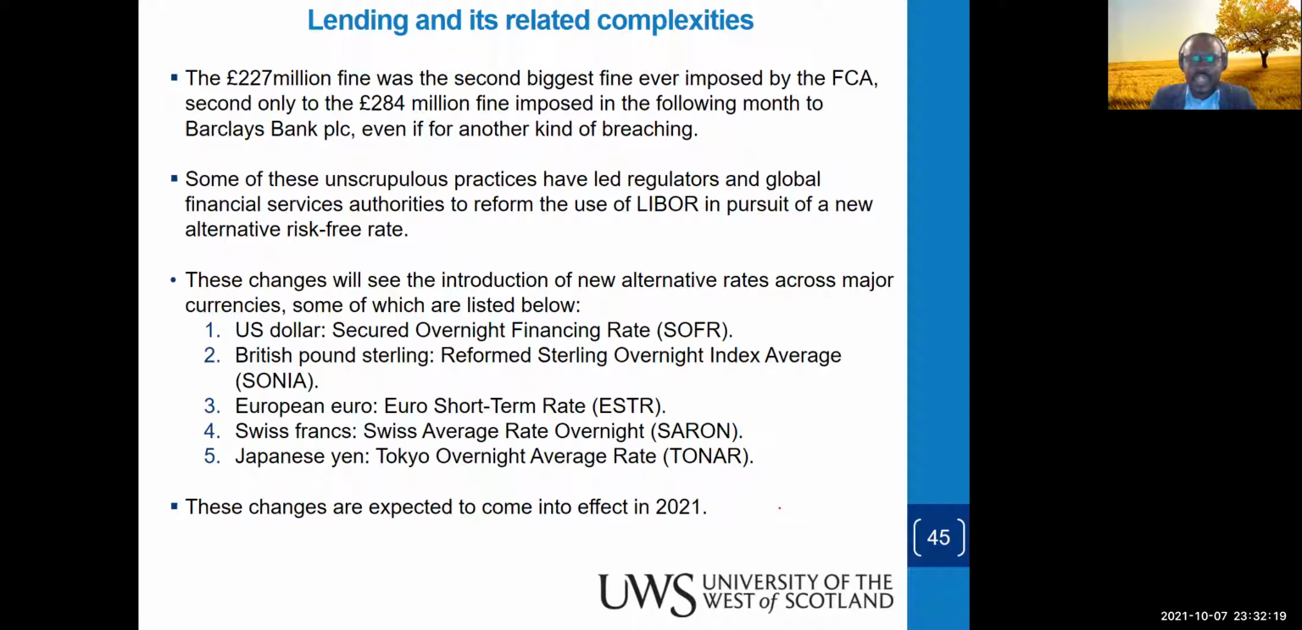Now, these changes will see the introduction of new alternative rates across major currencies, some of which are the US dollar, SOFR, secured overnight financing rate. We also have SONIA, which is the British pound sterling, reformed sterling overnight indexed average. We have the European Euro, which is the ESTR, Euro short-term rate, and Swiss francs, which deals with the Swiss average rate overnight, the SARON, and then we have the TONA for the Japanese yen, which deals with the Tokyo overnight average rate. And these changes are expected to take effect this year.